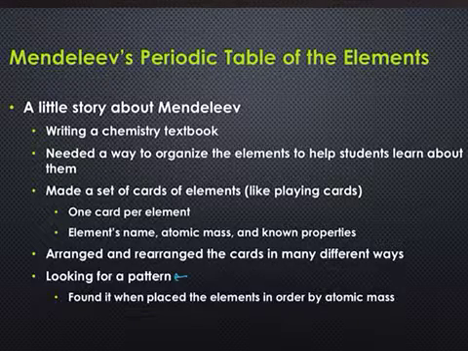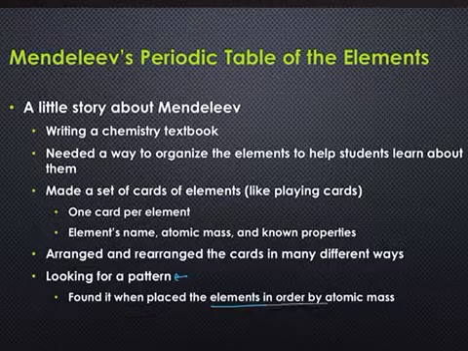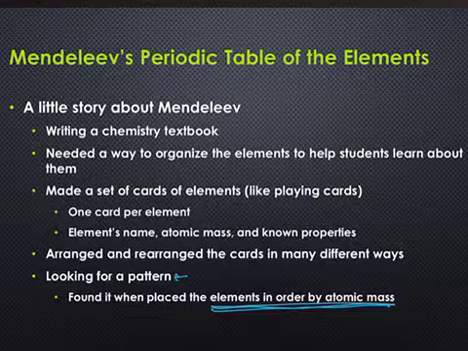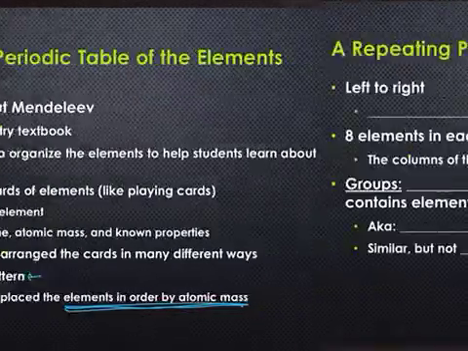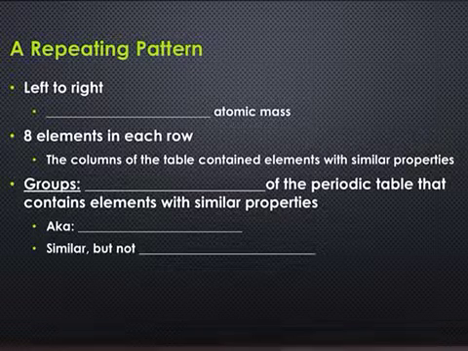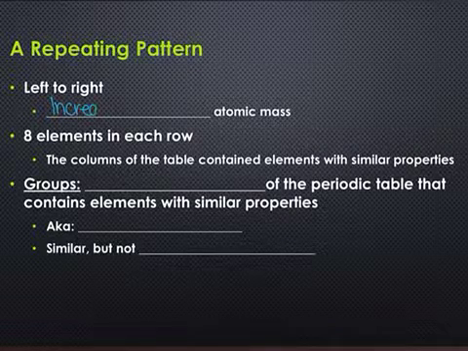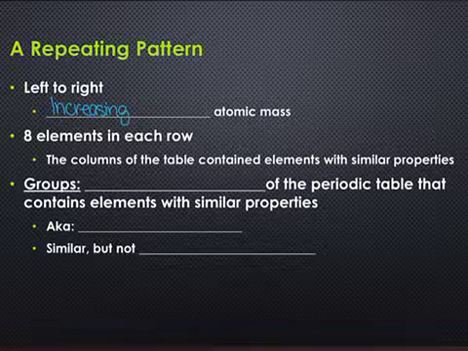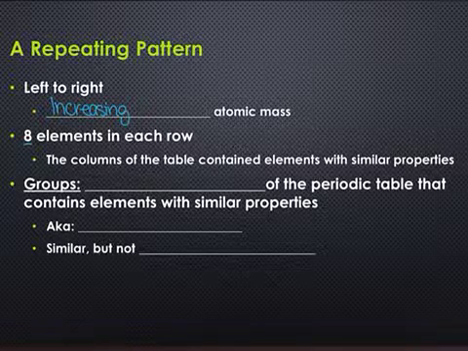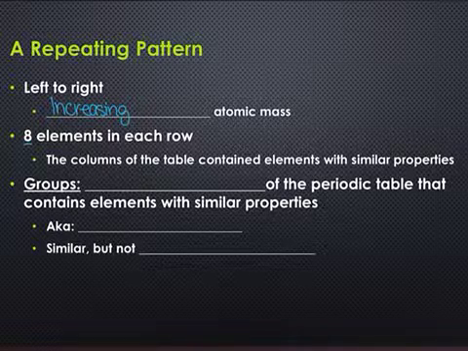And when he found the pattern, he noticed that it was when the elements were placed in order by atomic mass. So Mendeleev's periodic table was organized by atomic mass. From left to right, he noticed an increasing atomic mass, meaning the elements got heavier. In each row, he had 8 elements, and then the columns of the periodic table contained elements with similar properties.